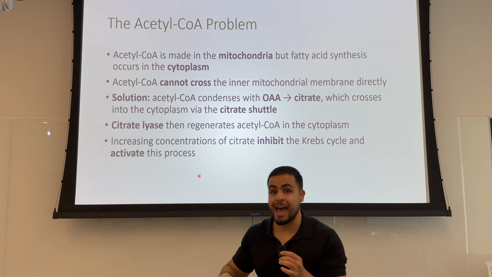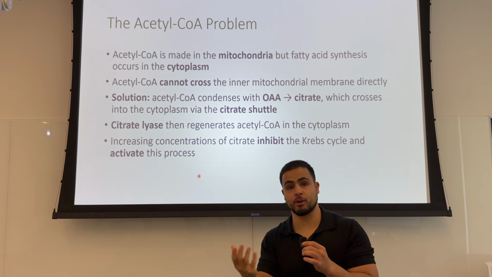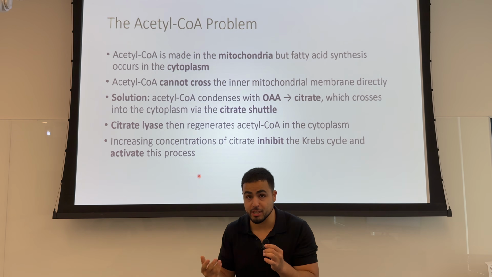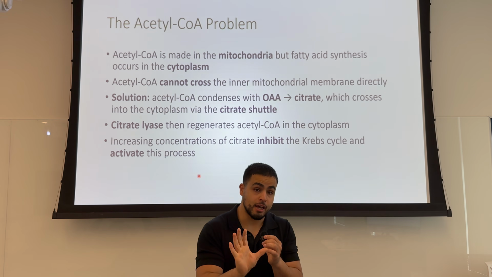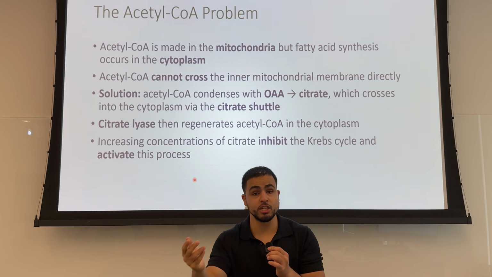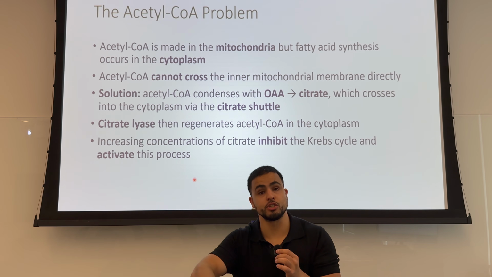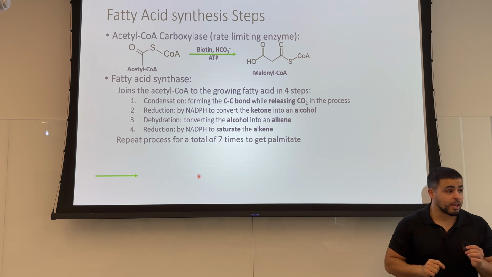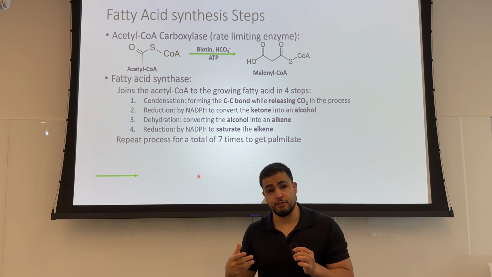Now, of course, elevated levels of citrate will inhibit the Krebs cycle, and that makes sense because if you have a lot of citrate, that probably means that the cell is energetically satisfied. So the Krebs cycle can probably stop. We don't need more energy, and we can shift that citrate, convert it to acetyl-CoA, and allow it to synthesize fatty acids. Okay, so now let's go over the individual steps of fatty acid synthesis.